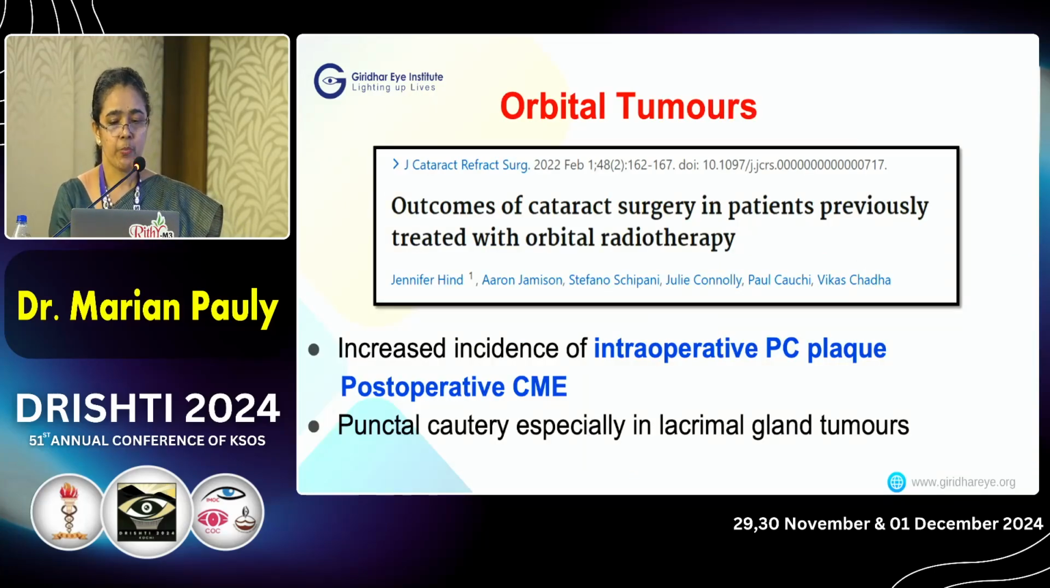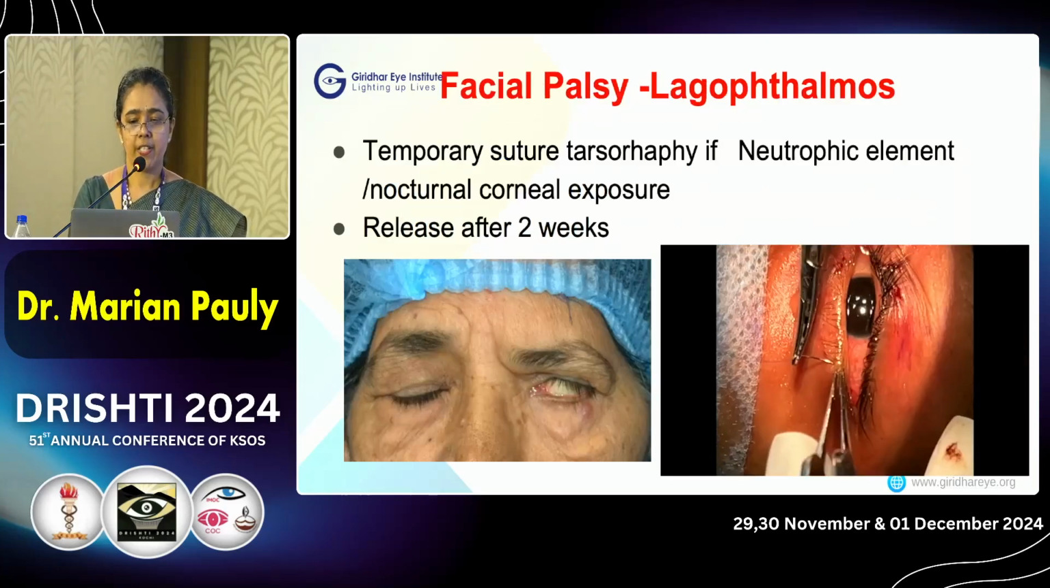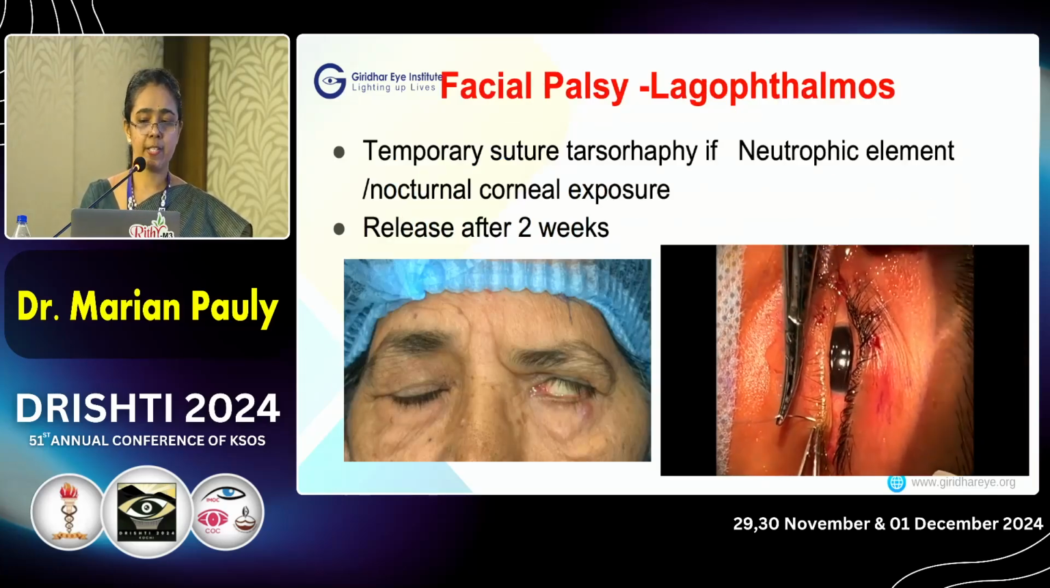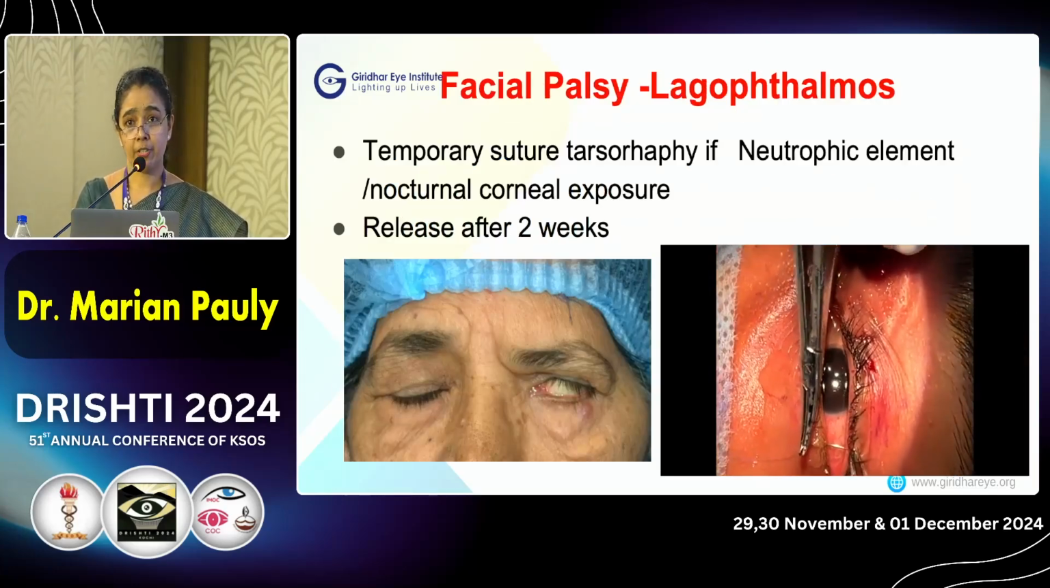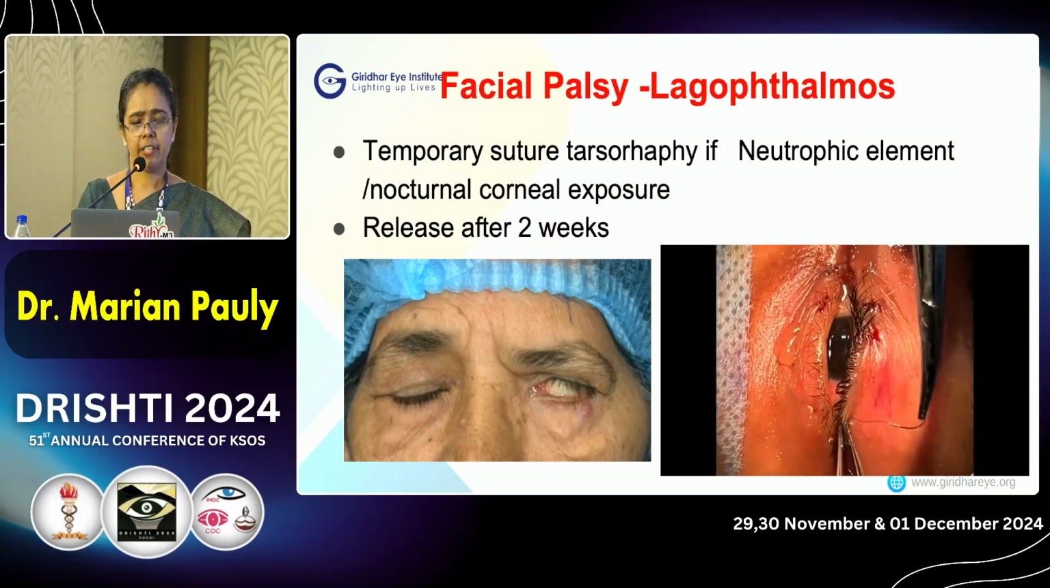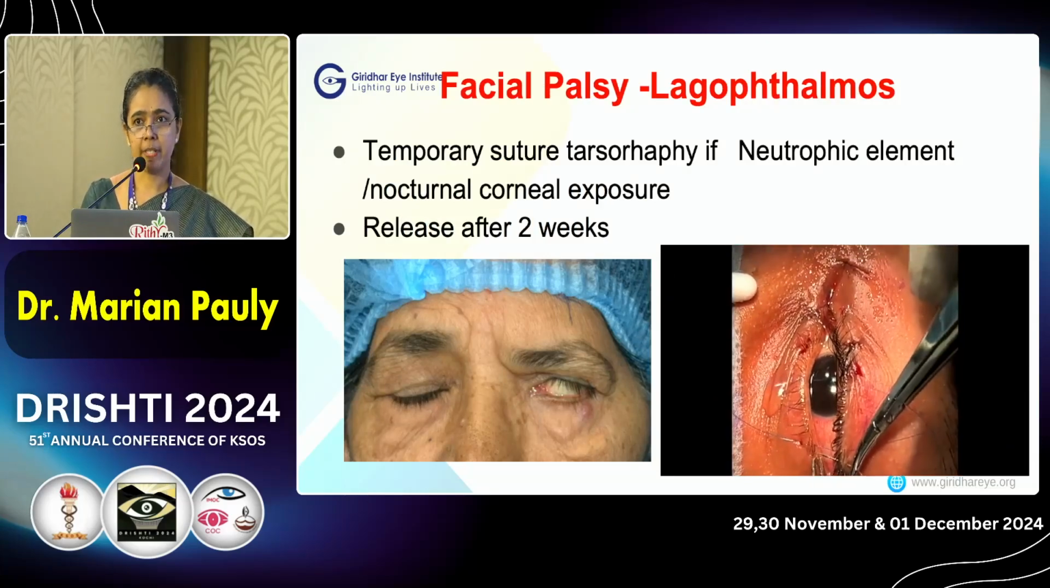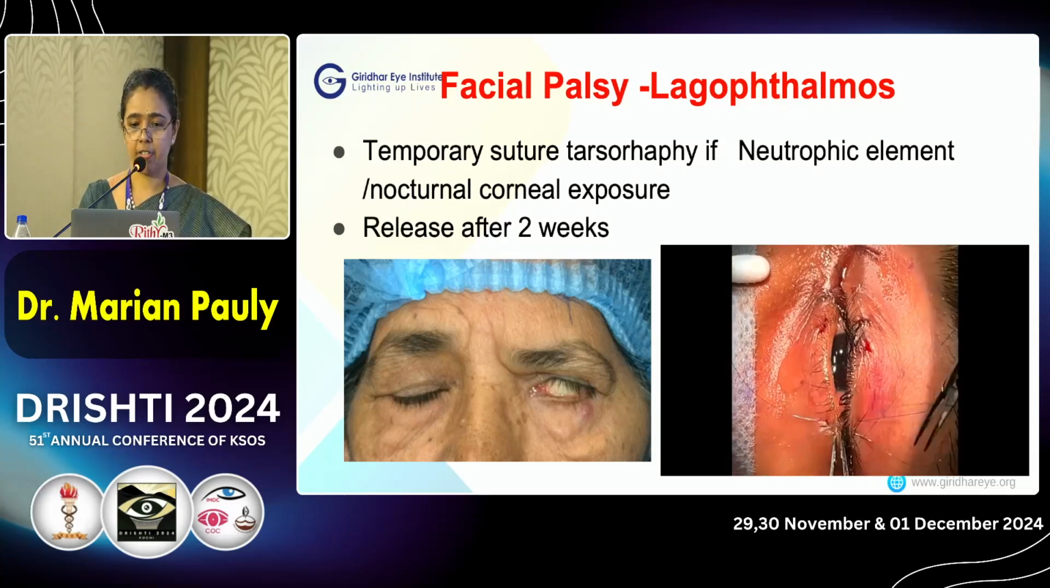Again, coming to the tumors after treatment, especially after orbital radiation, they can have increased incidence of intraoperative posterior capsule plaque and postoperative CME. So this has to be mentioned and taken care of. And especially in lacrimal gland tumors, do a punctal cautery during the cataract surgery, because the dry eye can be very severe and has to be taken care of. Facial palsy and lagophthalmos: temporary suture tarsorrhaphy, as there is a neurotrophic element or nocturnal corneal exposure, and that can be released after 2 weeks so that the patient will be comfortable and no need of any stress also.